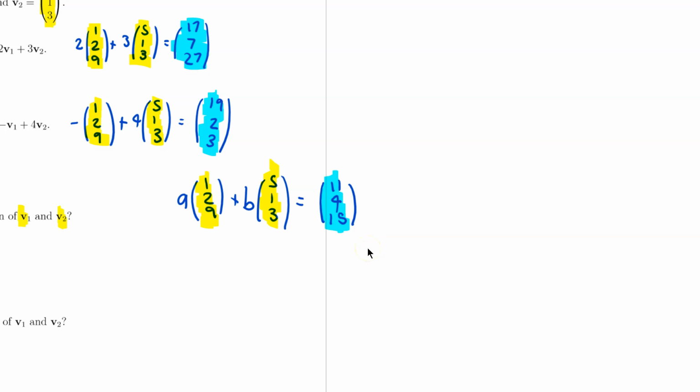I can actually write this as a system of equations, and that is just a times 1 plus b times 5, which is a plus 5b, equals 11. And then 2a plus b equals 4. And then 9a plus 3b equals 15. My 9 and my a are a little hard to tell apart, by the way. Okay. So I can solve this system of equations and see if there is a solution.